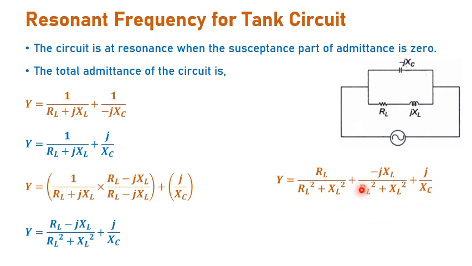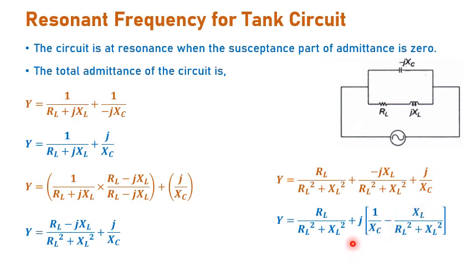Now we have separated the imaginary term, so this is an entire real term. We don't bother about this real term, so consider these two terms, and for the simplification you take j outside, it becomes 1 by XC minus XL by RL square plus XL square. Now we are interested only in this term. This is of the form Y is equal to G plus jB. So the coefficient of j is B, the susceptance. Now in order to achieve resonance, the susceptance part is equated to 0. So equate this term to 0.